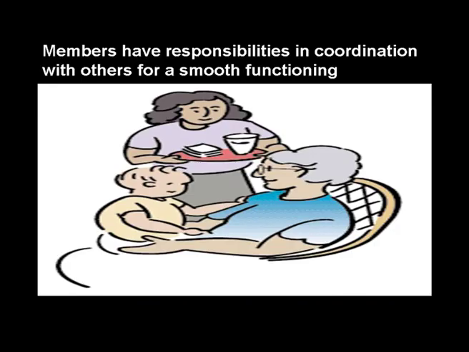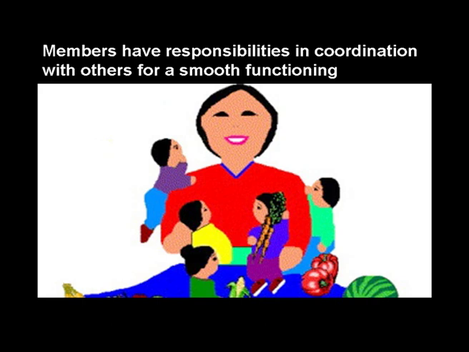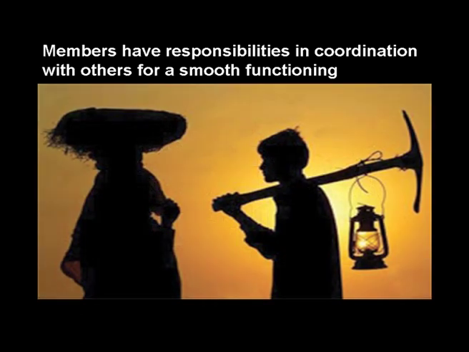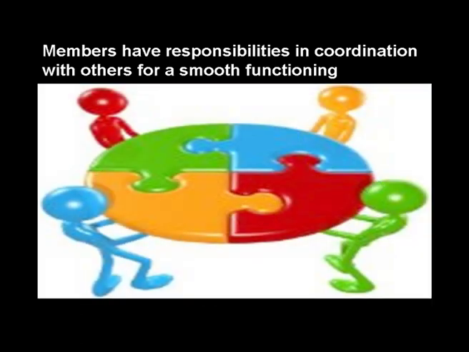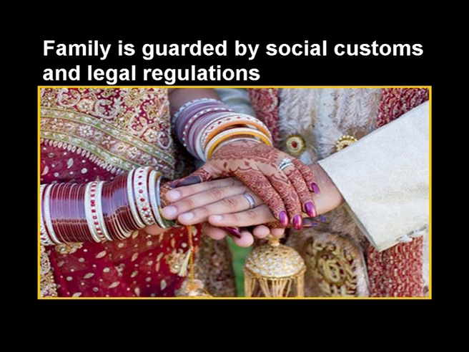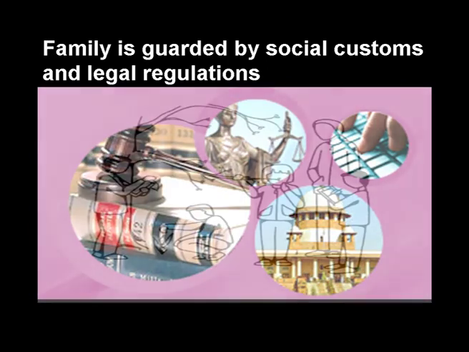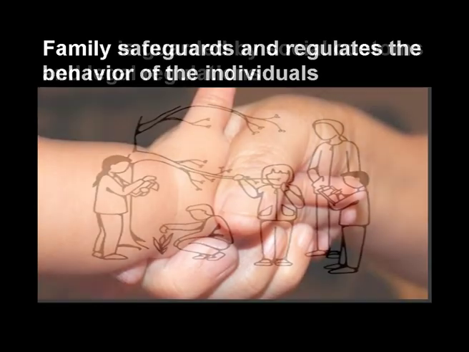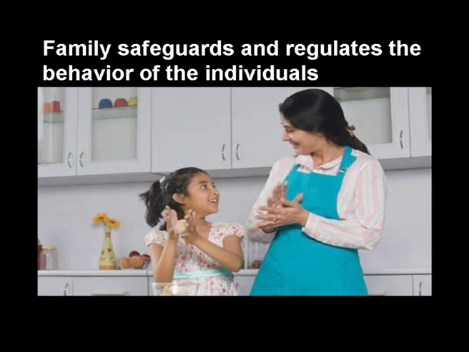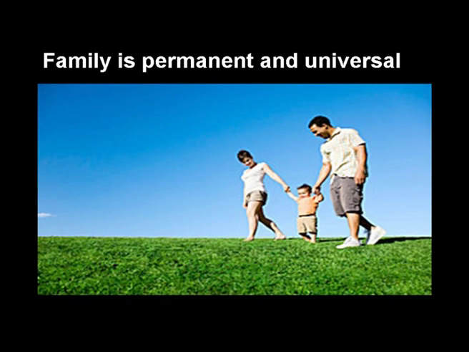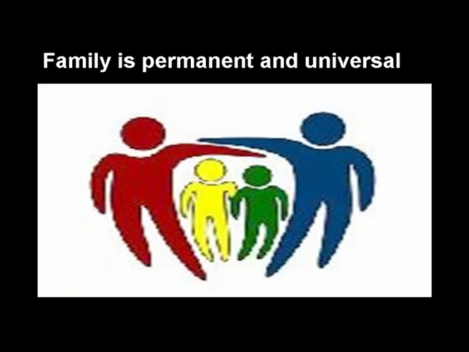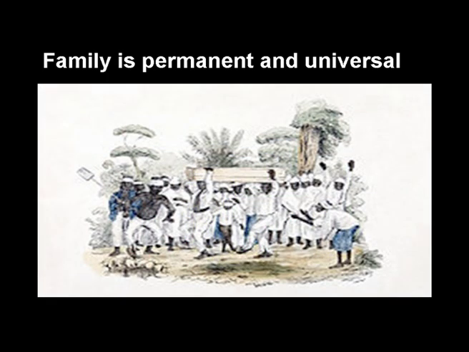The sixth one, the members of the family have certain responsibilities, duties and obligations in coordination with other individuals for the smooth functioning of the family. Seventh, the family is peculiarly guarded by social customs and legal regulations. Society has made an arrangement to safeguard and regulate the behavior of the individuals through family. And lastly, the family is permanent in nature. The family as an institution is permanent and universal.